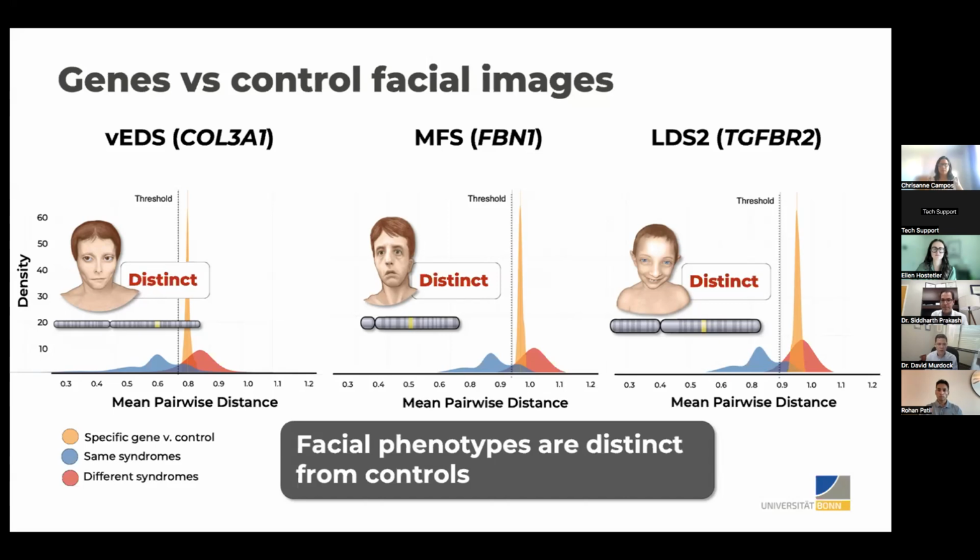And why do I show you mainly VEDS, Marfan, and Loeys-Dietz type 2? Well, those are the three conditions that we have the most pictures from, because more pictures is better. So this just goes to show that the facial phenotypes have similarities and differences between themselves, but that they are all distinct from the general population.